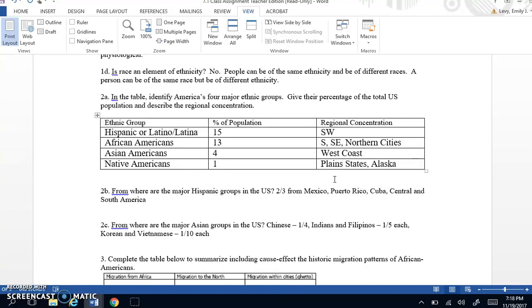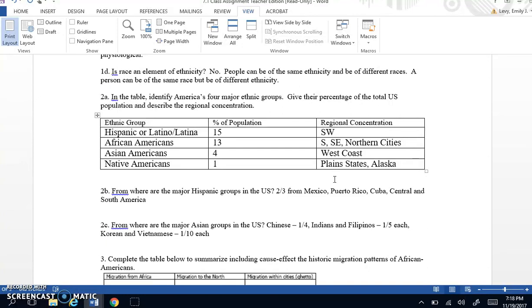When we look at our main ethnic groups here in the United States, there are 4 major ethnic groups, and they have different regional concentrations for various reasons. The largest ethnic group in the United States now is Hispanic or Latino or Latina, with 15% of our population. It's a heavy concentration of Hispanic in the southwestern part of the United States.